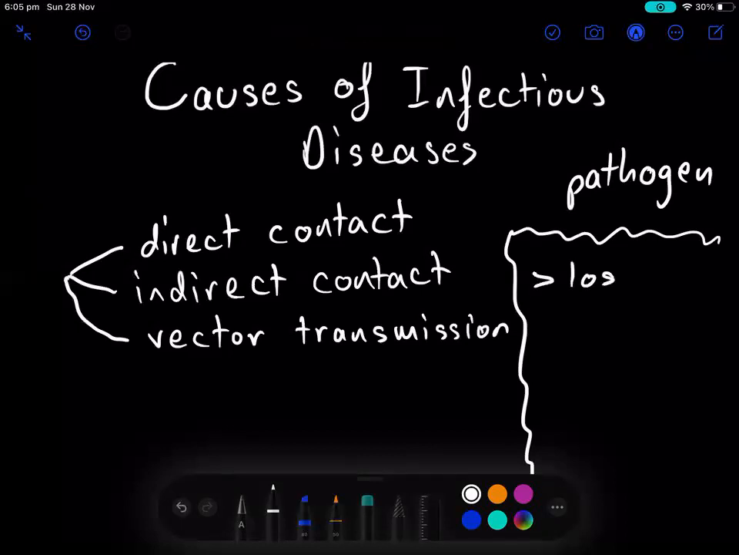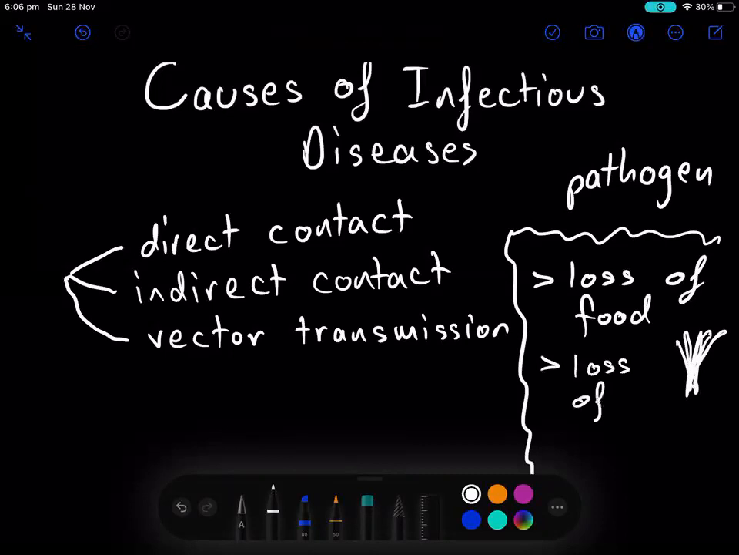loss of food. So if an infectious disease takes out a crop of plants, myrtle rust is quite common for C4 photosynthesizing plants, in other words, different sorts of grasses. So wheat is susceptible. That costs billions of dollars, and it also will cause people to starve.